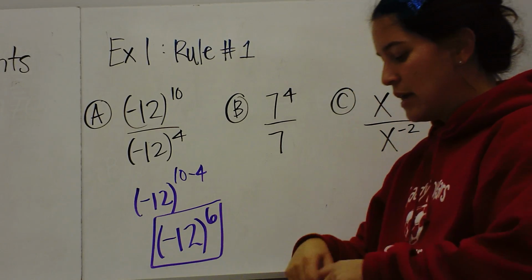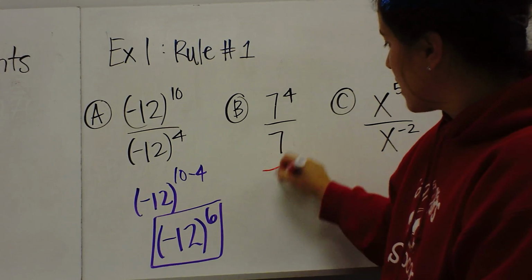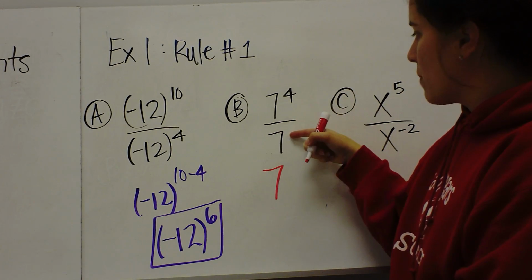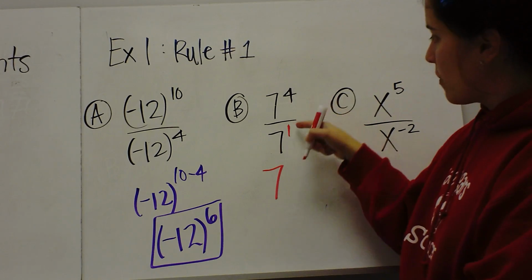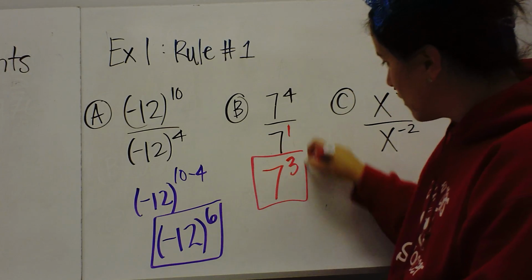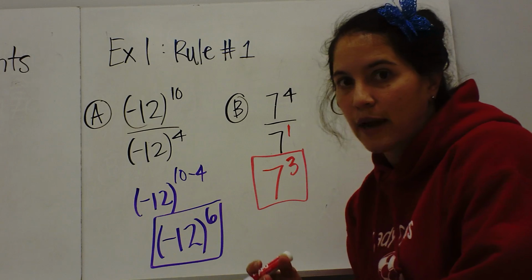Let's try B. The base is 7, so I'm going to bring down a 7, and I'm going to subtract 4 minus what? So what exponent is here? A 1. And 4 minus 1 is 3. 7 to the 3rd power. No need to calculate it out, just 7 to the 3rd power.